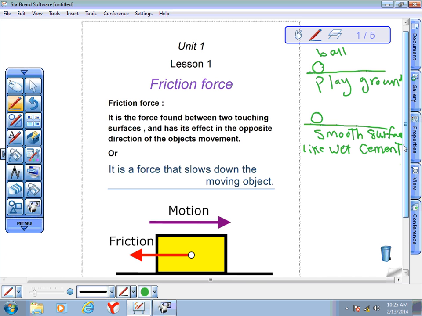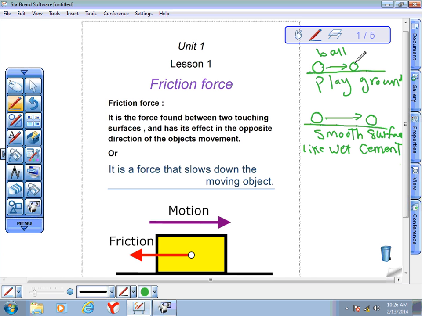We found that the ball moves a longer distance on a smooth surface, but on a playground it will move a short distance. This is why, Primary 5. This is because the friction force between the ball and the playground is bigger than the friction force between the rubber ball and wet cement. So the rubber ball moves a longer distance on wet cement.